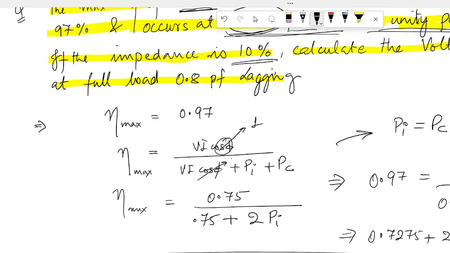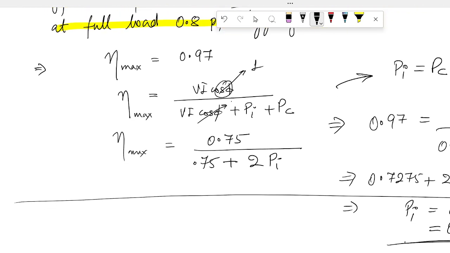This pi value will come 0.01159. Now, since we have a second digit also, we'll round up to 3 decimal places: 0.0116. Since you are dealing with per unit values, you need to consider up to 3 or 4 decimal places. Okay.